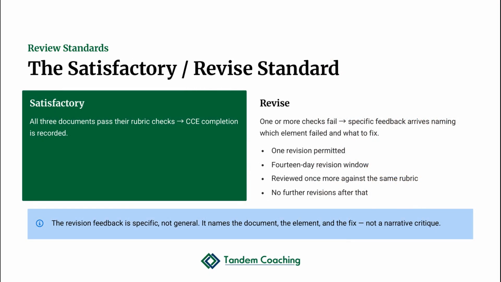The Satisfactory revised standard. Satisfactory. All 3 documents pass their rubric checks. CCE completion is recorded. Revise. 1 or more checks fail. Specific feedback arrives naming which document, which element failed, and what to fix. 1 revision permitted. 14-day revision window. Reviewed once more against the same rubric. No further revisions after that. The revision feedback is specific, not general. It names the document, the element, and the fix, not a narrative critique.